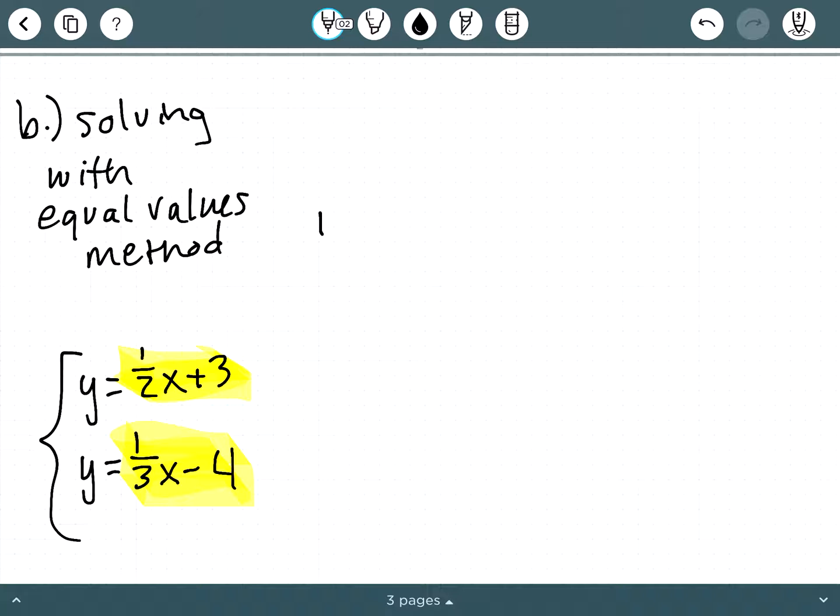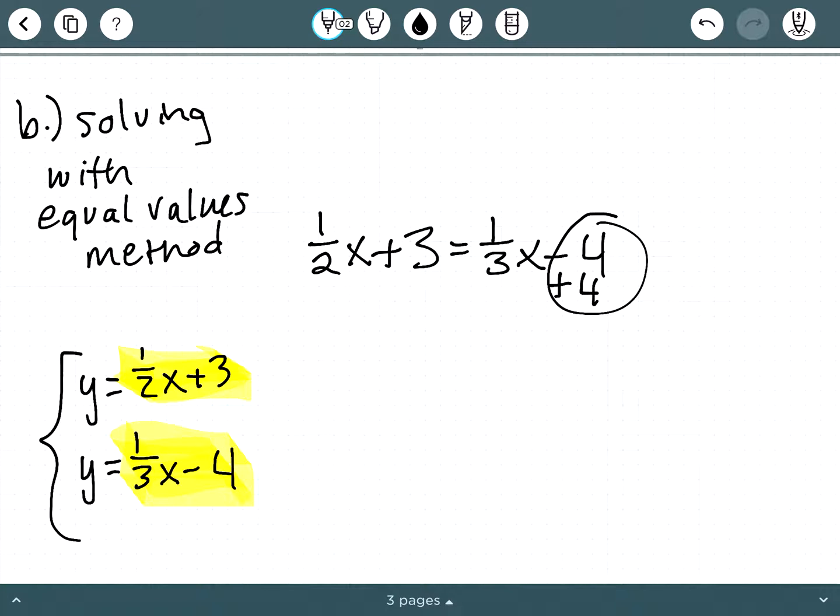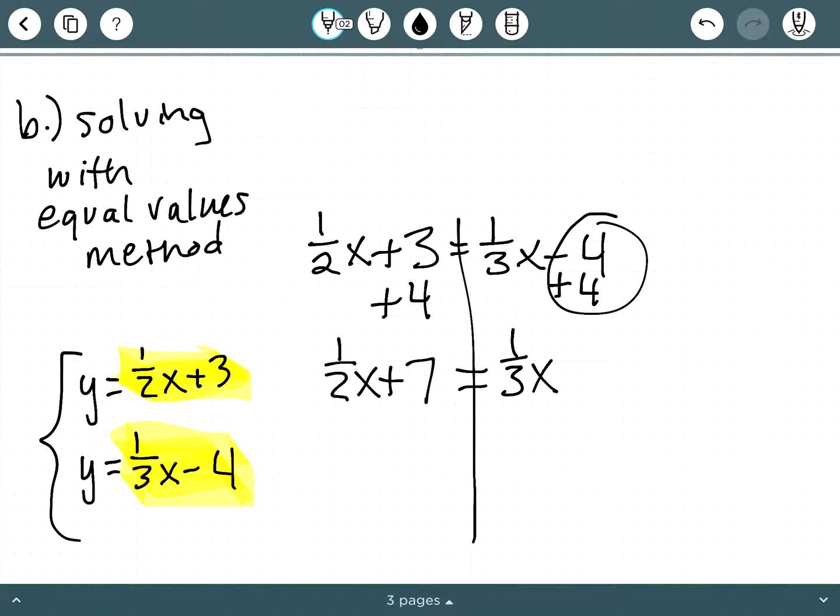So I would have 1/2 x plus 3 equals 1/3 x minus 4. I would add 4 to this side to get a 0 pair. I would add 4 then to my other side. I have to add it to my 3, so I am left with 1/2 x plus 7 equals 1/3 x.